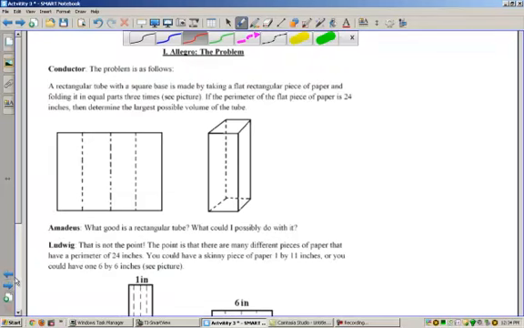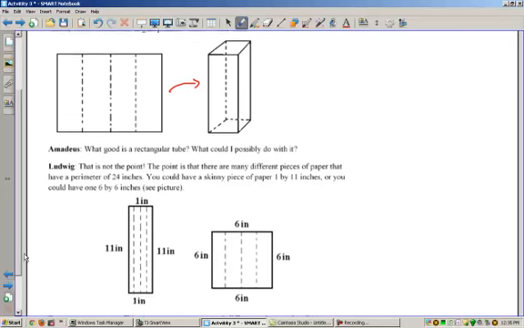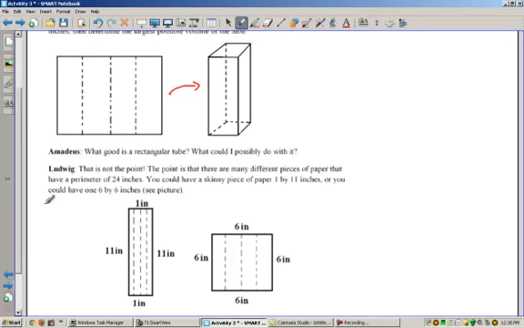So in the first part, we have the problem stated. And so it's a simple problem. What you have is a piece of paper that has a perimeter of 24 inches, and from that piece of paper we want to construct a rectangular tube. And so the idea is that we make these 3 folds here, and we fold it together, and we get this rectangular tube. And so what happens in this first part is that we see that there are lots of different pieces of paper that have a perimeter of 24 inches.